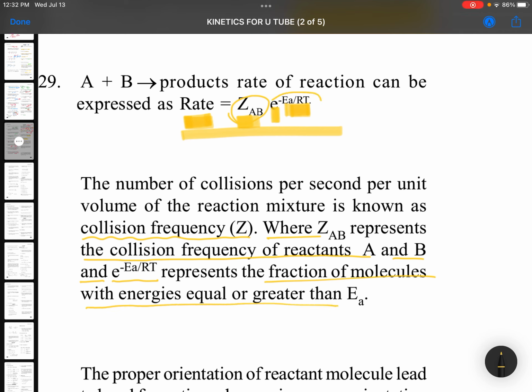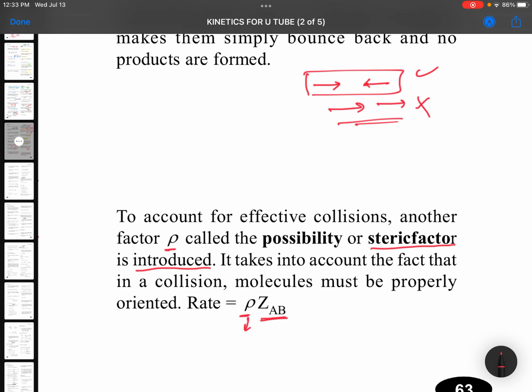To account for effective collisions, another factor rho, called the probability or steric factor, is introduced. It takes into account the fact that in a collision, molecules must be properly oriented. Okay, now not only collisions, proper orientation is also mandatory. That term is given by rho into Z.